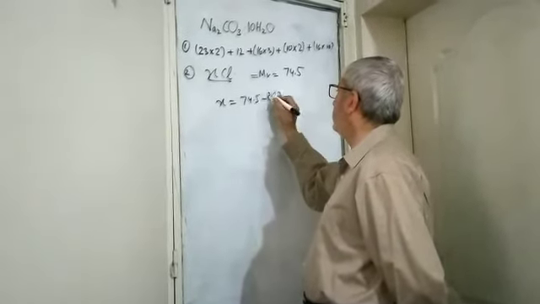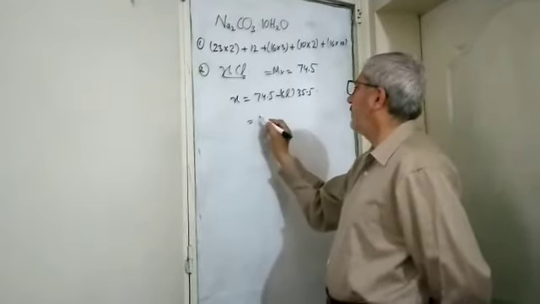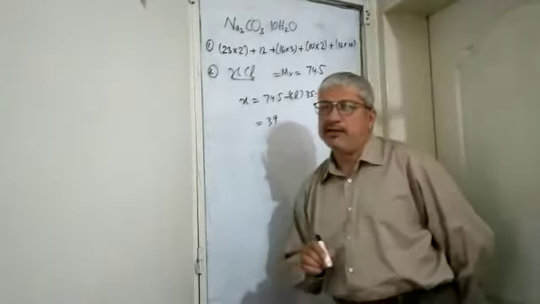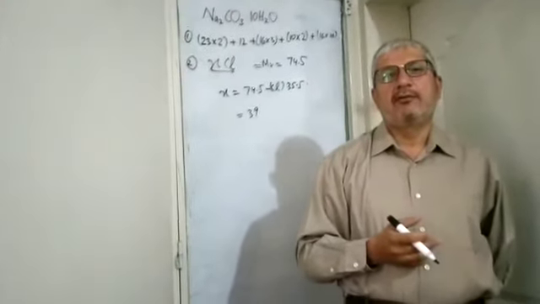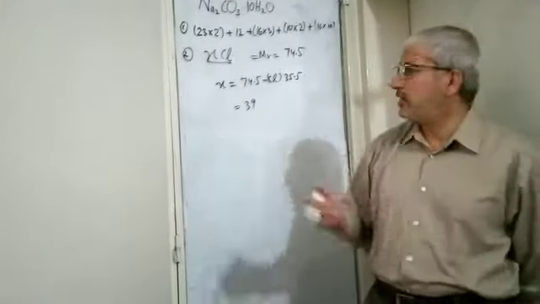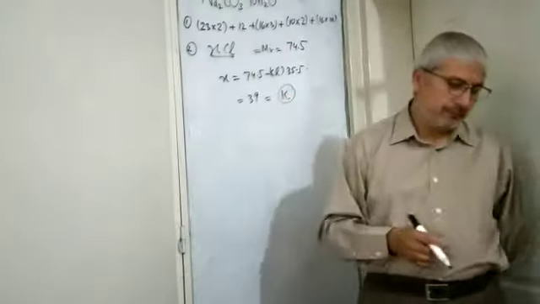Now Cl is 35.5. Subtract it, you will get 39. And find the element in the periodic table with the atomic mass of 39. It will be potassium. Next question.